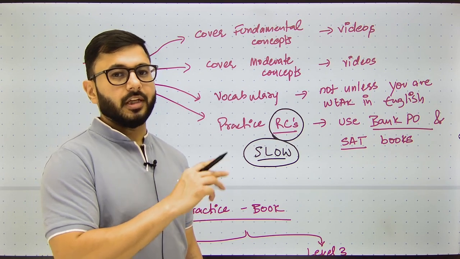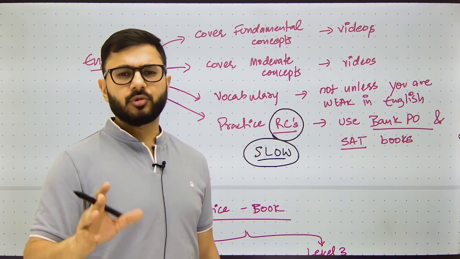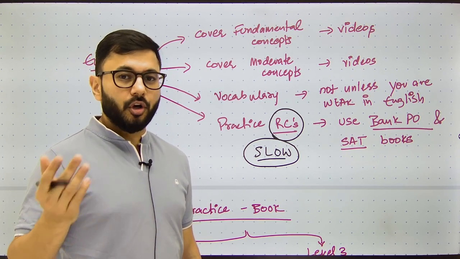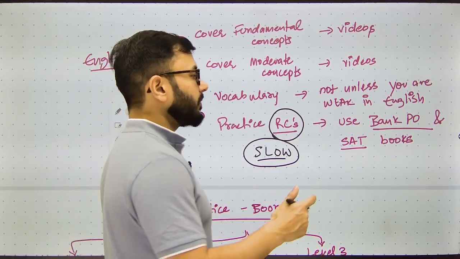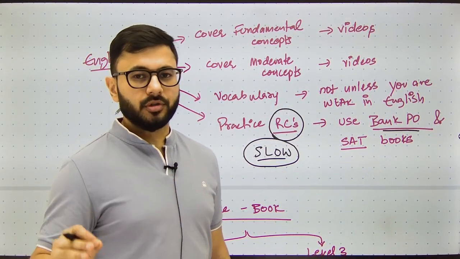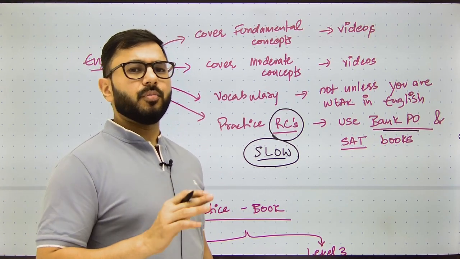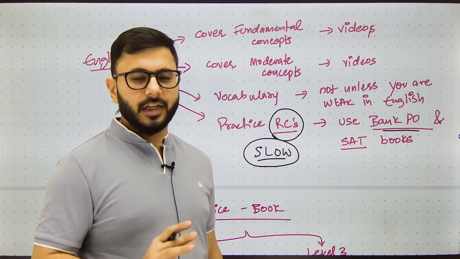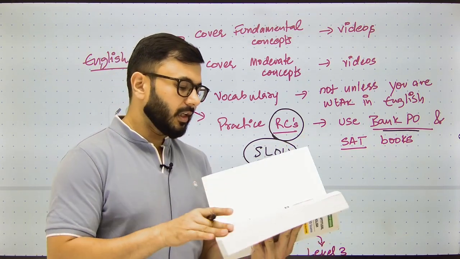Exactly the same thing goes here. In reading comprehension, please do not practice using newspaper articles. That's a waste of time. What do you do now? If you're not using newspaper articles for covering RCs, then what do you do? Very simple. Number one, go to the market and find bank PO books. There are hundreds and thousands of bank PO books out there which have again hundreds and thousands of reading comprehensions. So start practicing those. Much better, much more targeted.